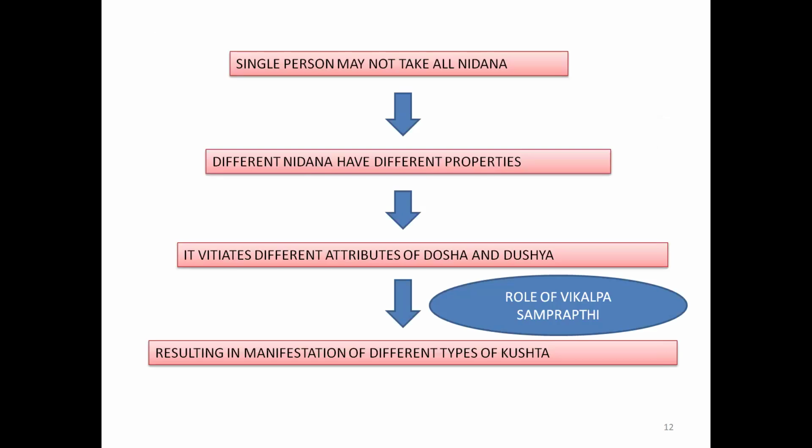See, a single person may not take all the nidanas, and different nidanas have different properties. It vitiates different attributes of dosha and dushya according to the vikalpa samprapti, resulting in manifestation of different types of kushta. So the question arises, why the morphological patterns are different, even though nidanas and samprapti are the same. Nidana and samprapti, even though that seems generally same, the difference in dosha, dushya, and nidana varies, and according to the involvement of processes also, the morphological variations may be there.